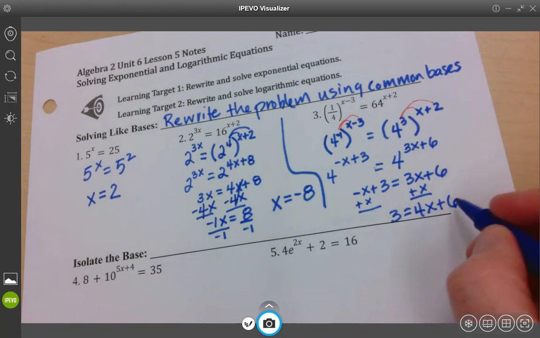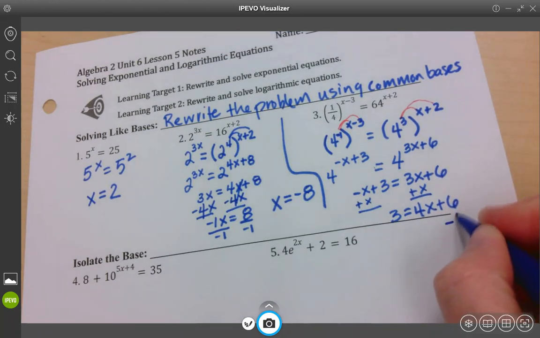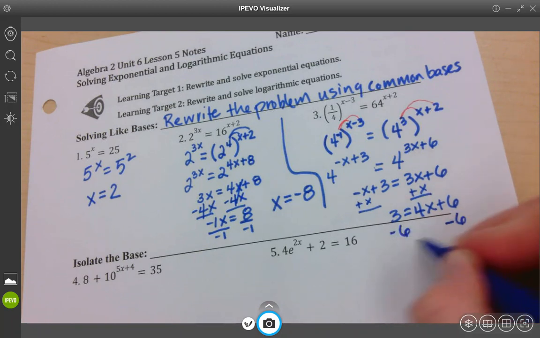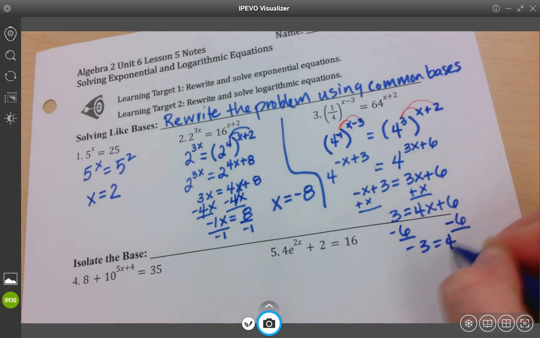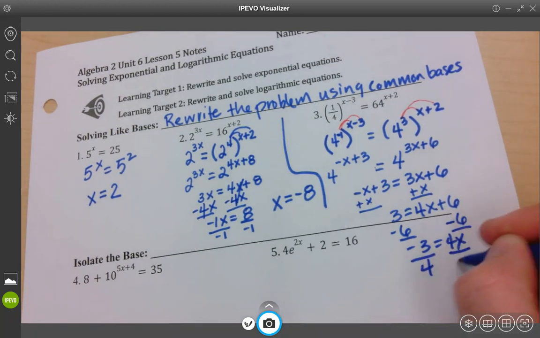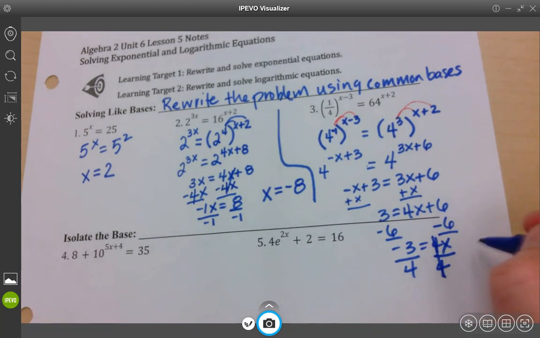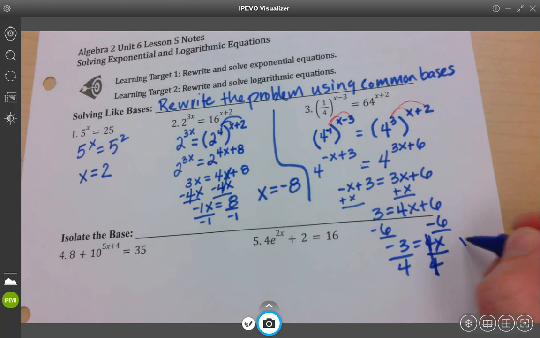I haven't gotten that far yet, but maybe. And now I'm going to subtract the 6. So I get negative 3 equals 4x. And now I'm dividing by 4. So I'm getting a fraction, which could be a decimal, right? So I get x equals negative 3/4, which would be negative 0.75. Is that what you got? Yeah. Go.